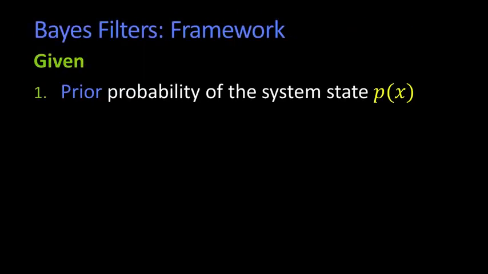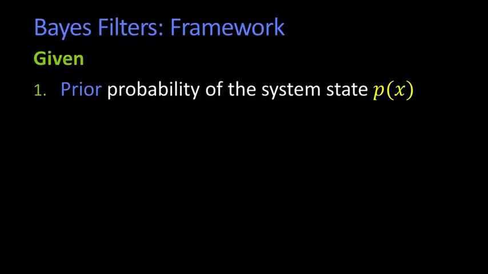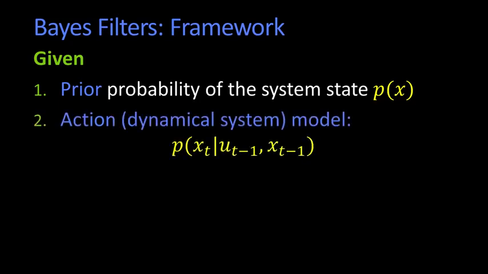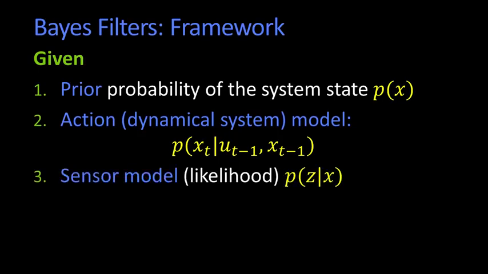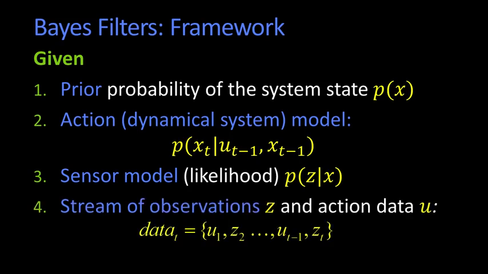Just to remind you, in a Bayesian filter framework, we need 4 things. We need some sort of a prior. We need a dynamical system model, and that's the likelihood of landing in some new place given that you were in an old place, plus whatever action was taken. We need a sensor model. Remember, a likelihood is not the probability of being someplace given a measurement. The likelihood is the probability of getting the measurement given what your state was. And then we need this stream of observations and the action data, the Z's and the U's.